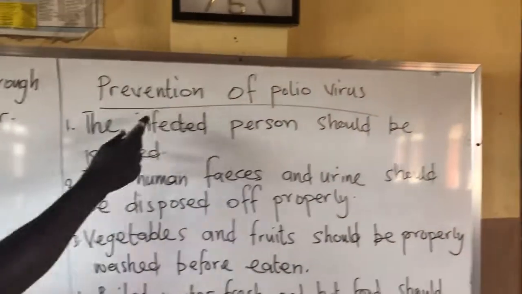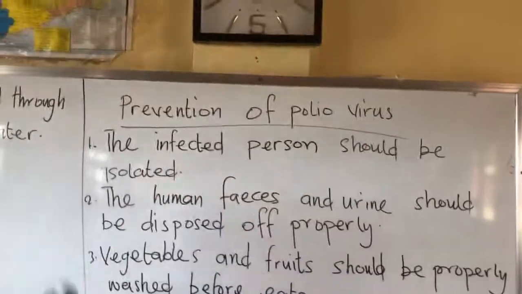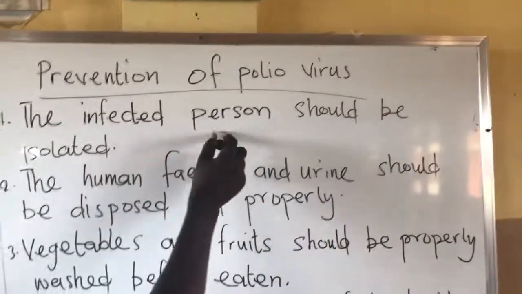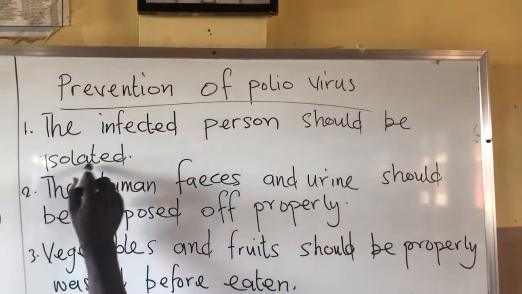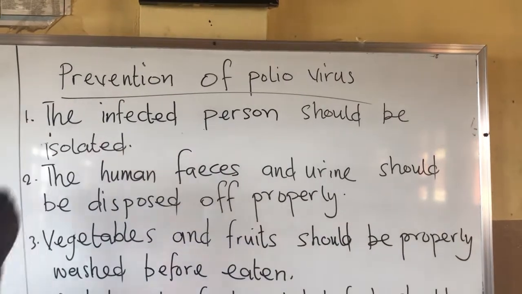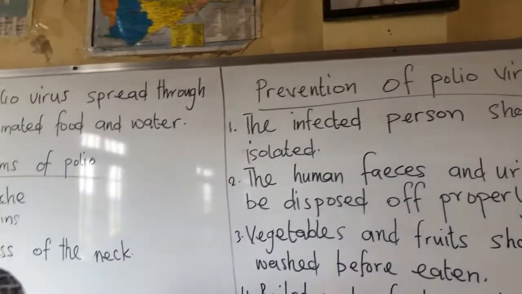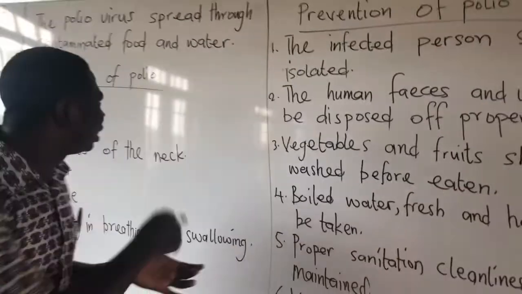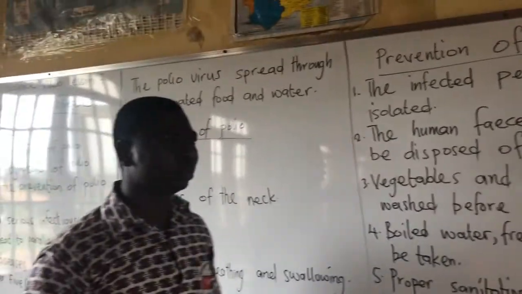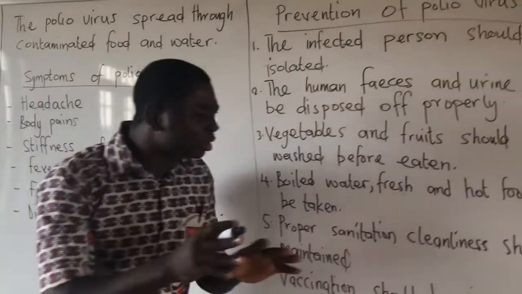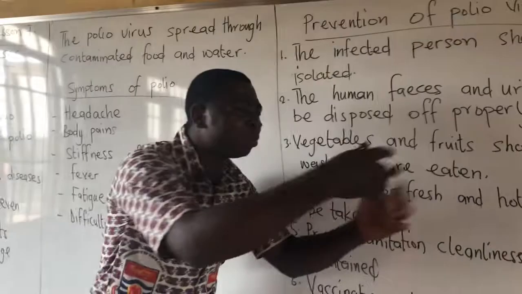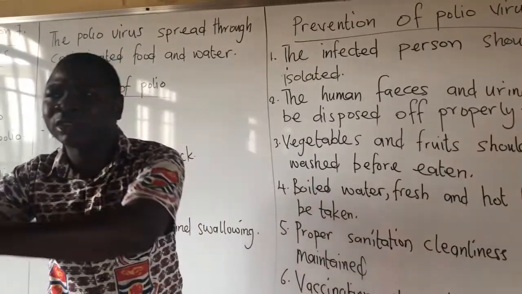Prevention of what? Polio virus. So one, the infected person should be isolated. Should be what? Isolated. You have seen the symptoms, and you see that this person is sick of that. We have to isolate the person. We have to separate the person from the midst of people.